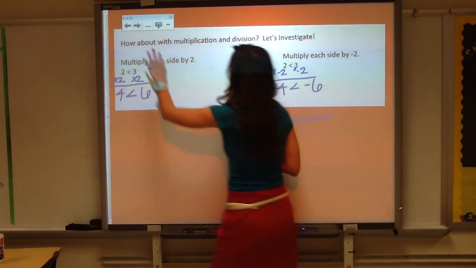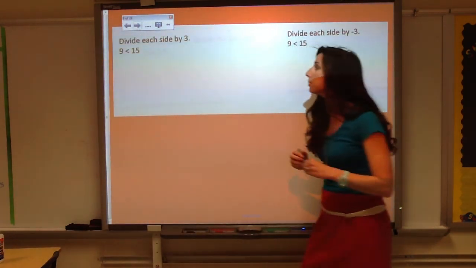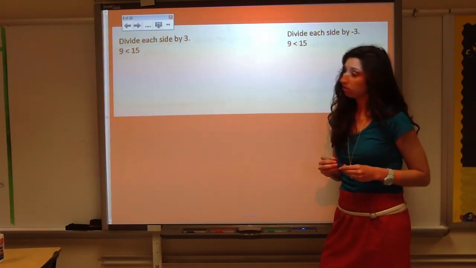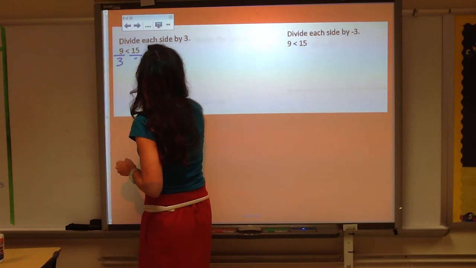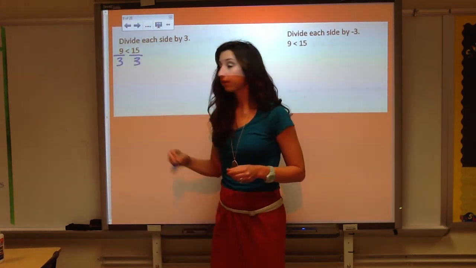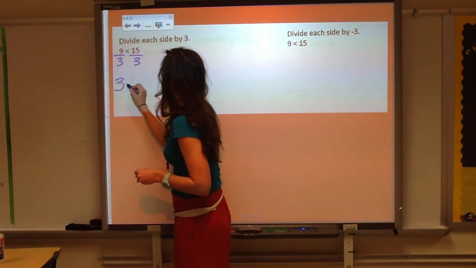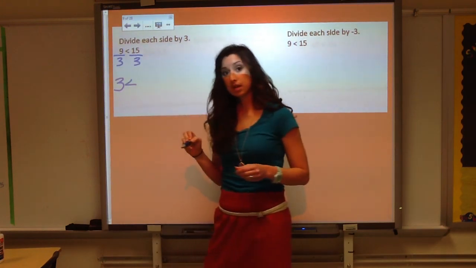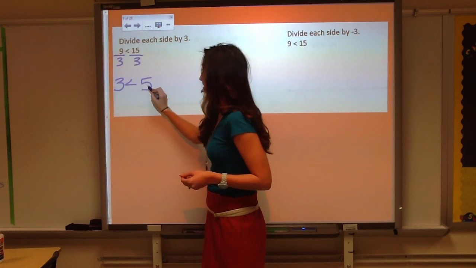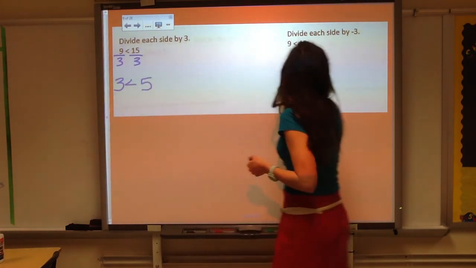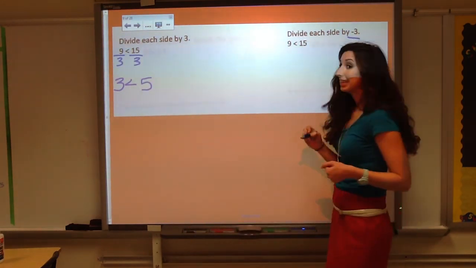Let's think about it. Now I'm going to divide each side by 3. Okay, so let's say divide by 3, divide by 3. 9 divided by 3 is 3. Bring down your sign. 15 divided by 3 is 5. Is it true that 3 is less than 5? Yes. Well, let's try dividing by negative 3.